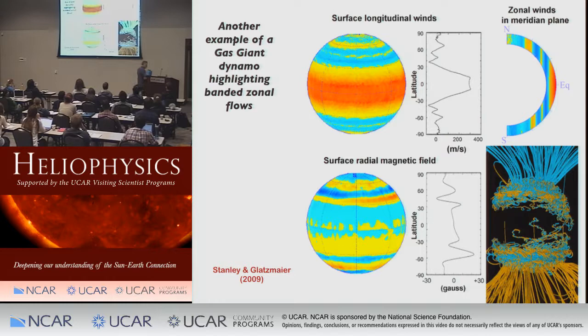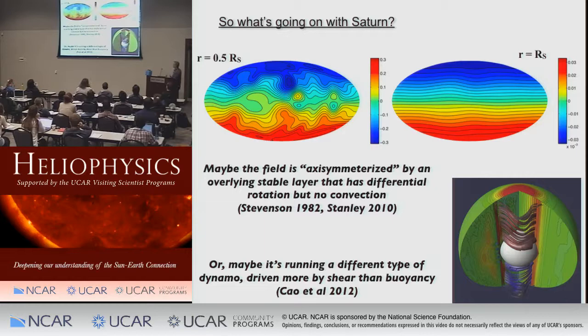So there's still that debate. Hopefully Juno will shed some light on that by figuring out how deep the surface east-west flows go. You can figure some of that out by measuring precisely the gravitational field. So what was going on with Saturn?